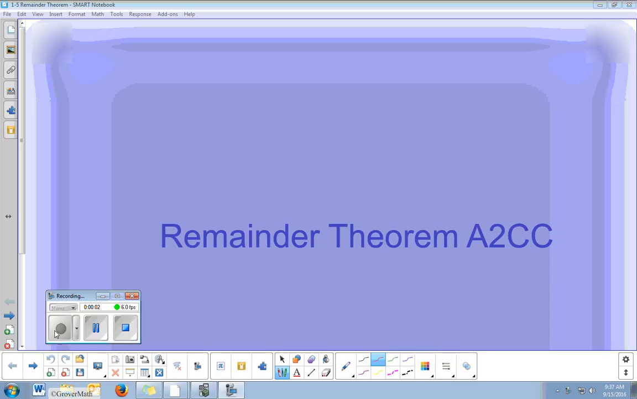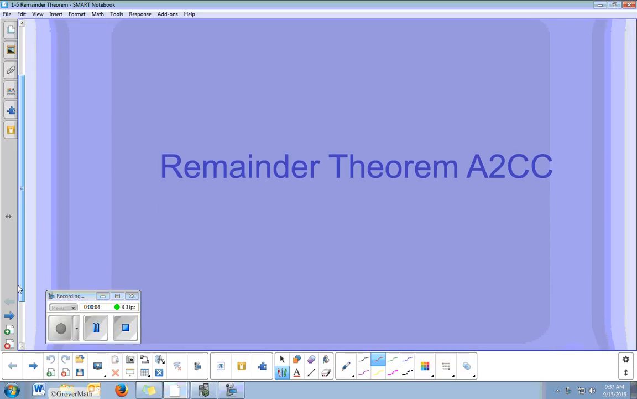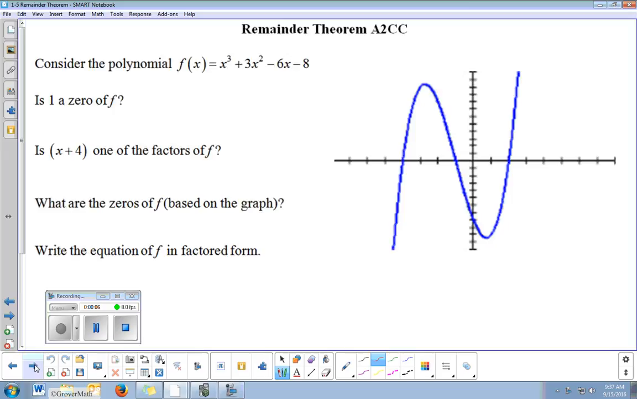The remainder theorem, Algebra 2, Common Core. The remainder theorem is mostly used to test roots and factors to see if they are factors or roots of a function. And what we look for is that remainder of 0 that I've been referencing for a while now. But let me talk a little bit about this now visually.